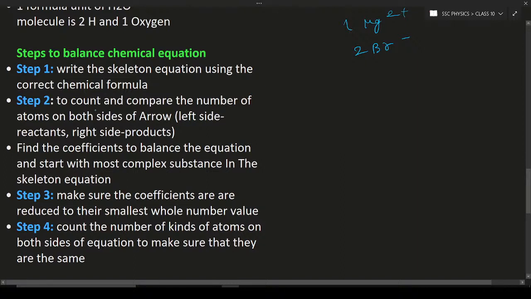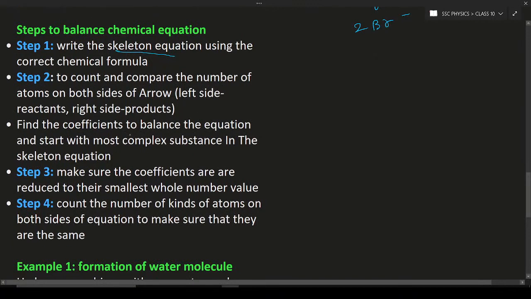The next step is to count and compare the number of atoms on both sides of the arrow, the left side and the right side. So the first is the skeleton formula, and the second is counting the number of atoms on both sides. Next is to find the coefficients to balance the equation, meaning you have to find how many atoms are required. For that, we start with the most complex substance in the skeleton equation.